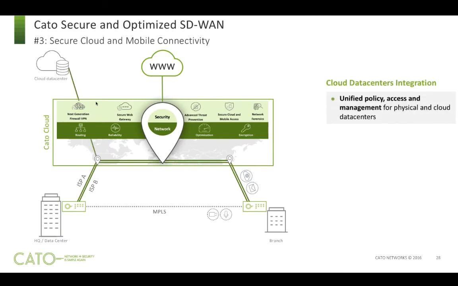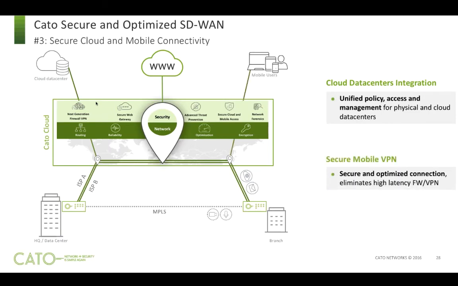On top of that, as I mentioned earlier, Cato connects any cloud-based environment, Amazon AWS, Microsoft Azure, which can be connected in the same manner to the Cato Cloud, allowing you to manage a single security policy and have full visibility from a single place on any connection that happens to any AWS environment, VPC, wherever it is in the world.